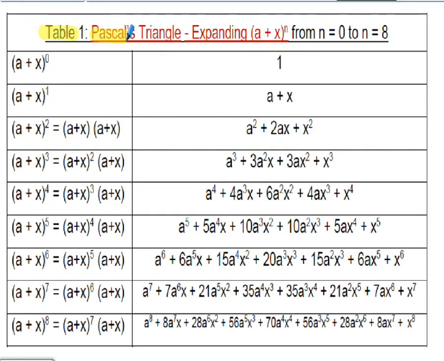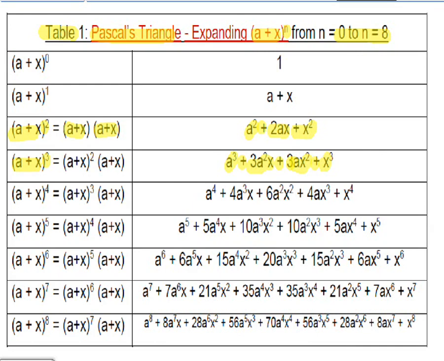Table 1 shows us a recap of Pascal's triangle. Within this table we've expanded the a plus x binomial expansion to the power n up to 8 in this particular case. So a plus x squared, for example, which is a plus x multiplied by a plus x. The expansion is given a squared plus 2ax plus x to the power 2. A plus x to the power 3 is shown as expansion of a cubed plus 3 multiplied by a squared multiplied by x plus 3 multiplied by a multiplied by x squared plus x to the power of 3.